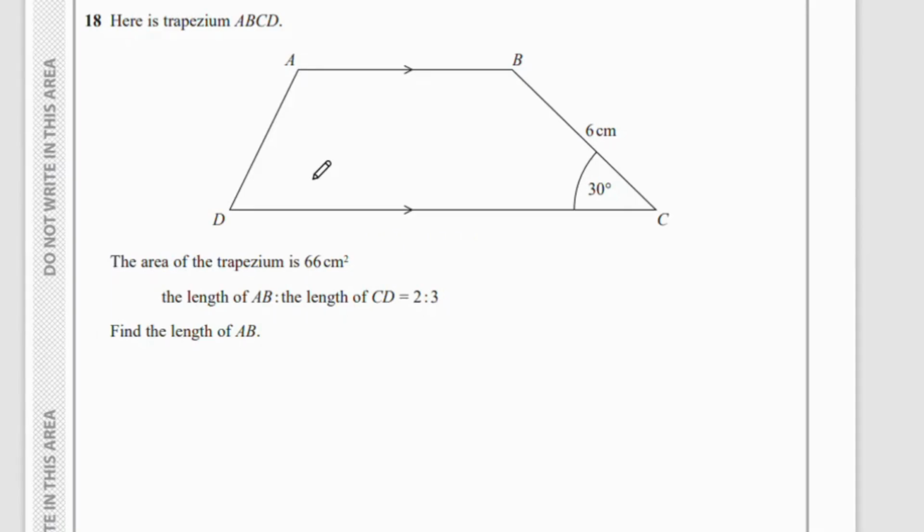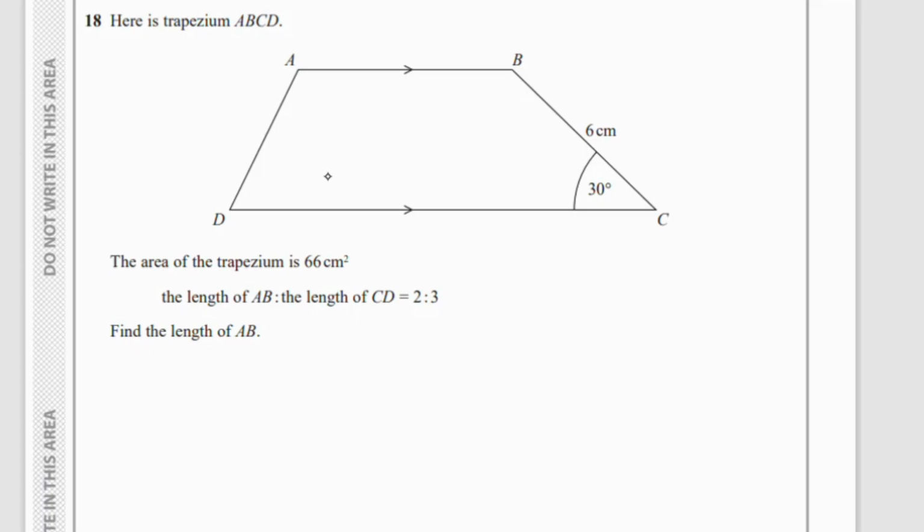Okay, another area question. I actually really enjoy this question. This is a good question. It takes a little bit of extra thinking. But we've got a trapezium here. The area of the trapezium is 66 centimeters squared. The length of AB to the length of CD is in the ratio 2:3. Find the length AB. So, super interesting question, I think.